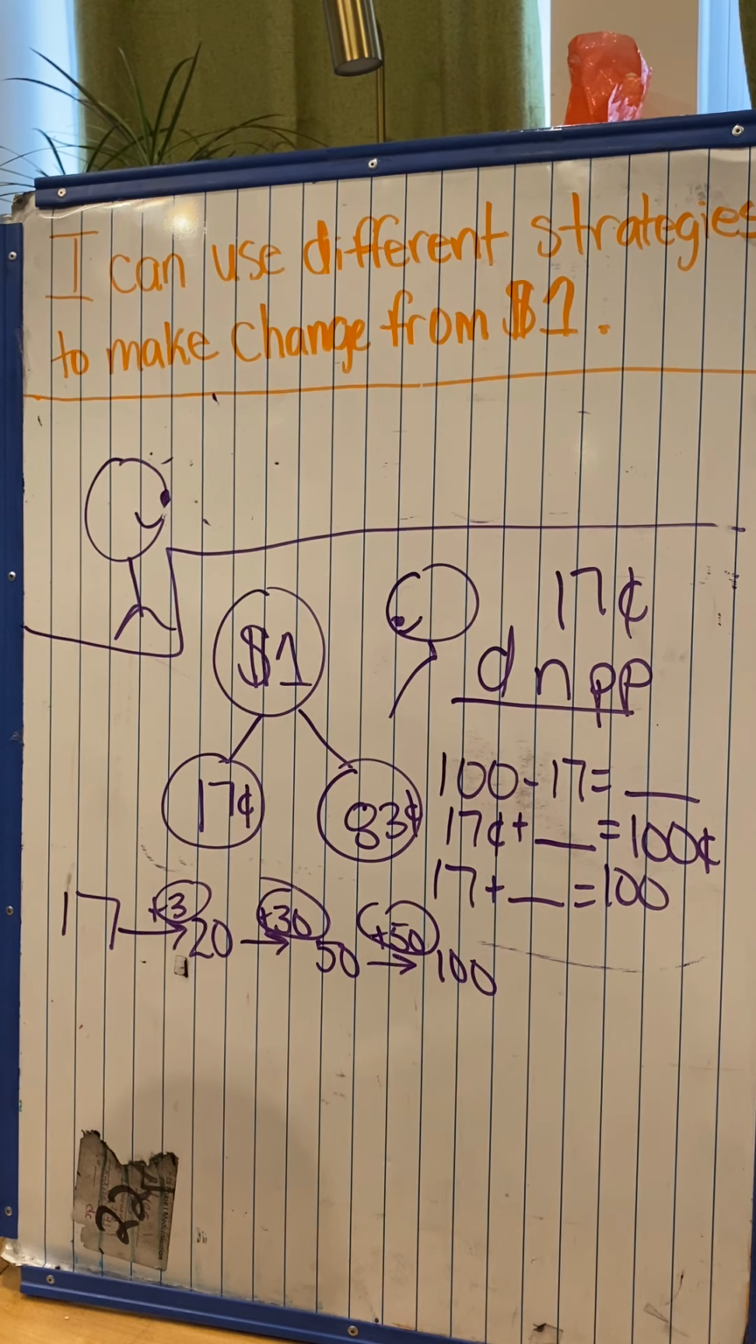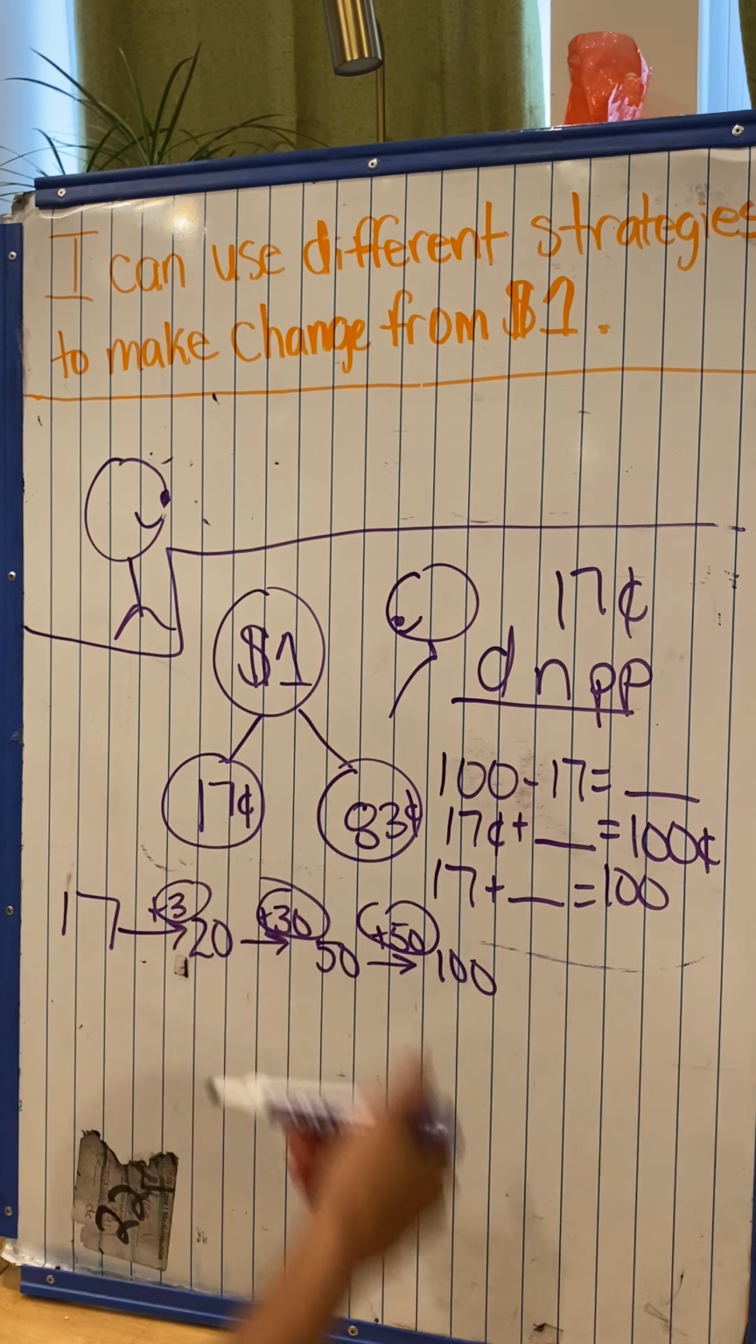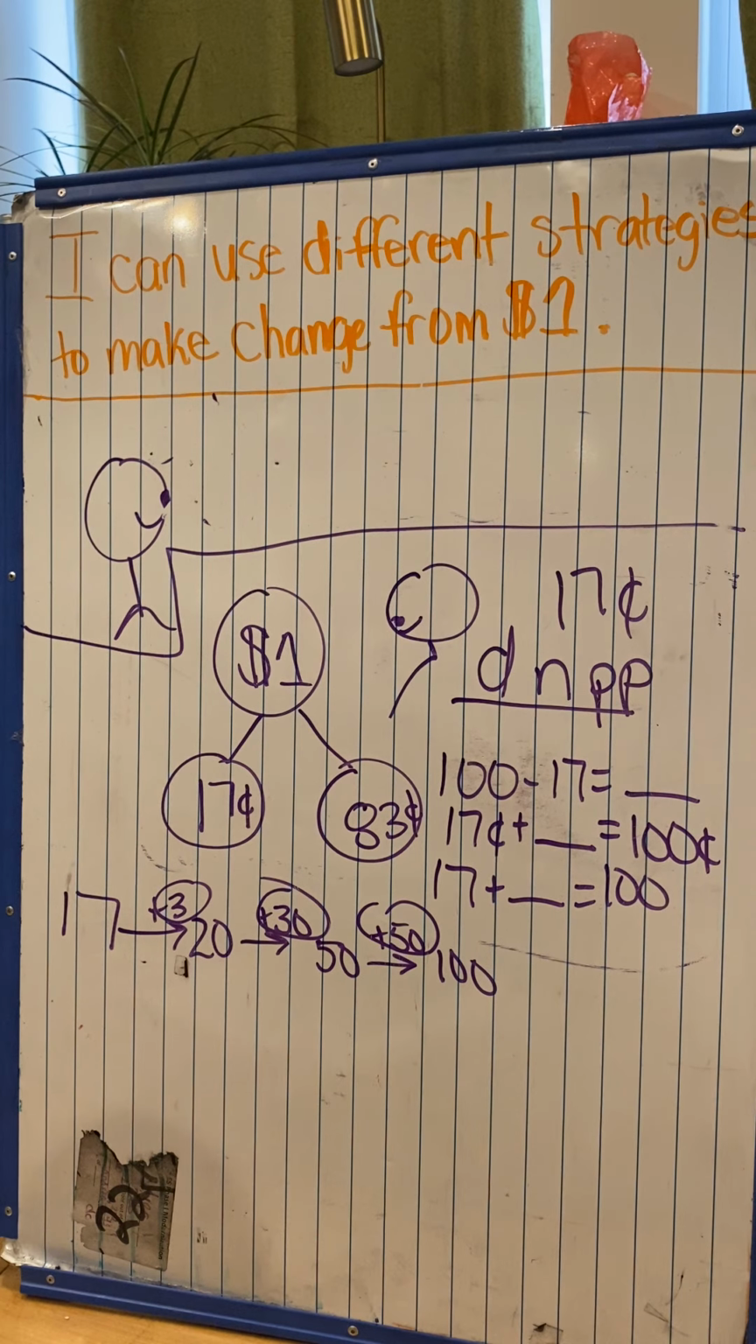Awesome. So what if I had $1 and I wanted to buy something that costs 83 cents? How much change should I receive? You're right, 17 cents. That's the other part. What coins would I probably get for 17 cents? A dime, a nickel, and 2 pennies. Or 3 nickels and 2 pennies.